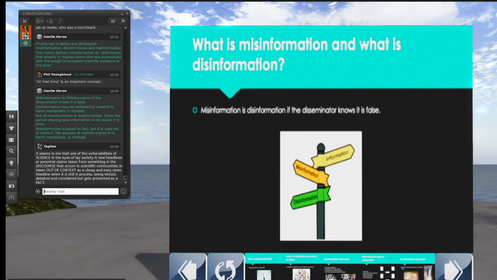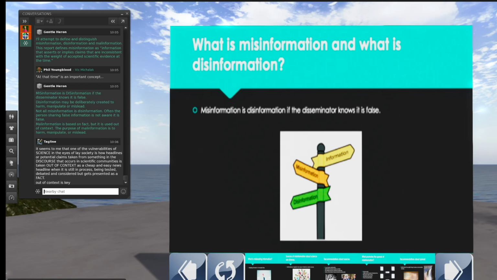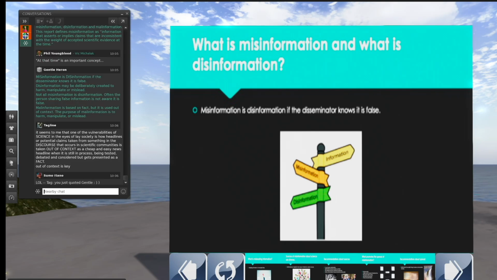And a tagline says, it seems that one of the vulnerabilities of science in the eyes of lay society is how headlines or potential claims are taken from something in the discourse that occurs in scientific communities. Discourse is an important word. It's taken out of context as a cheap and easy news headline, when it is still in process, being tested, debated, and considered, but gets presented as a fact. Really important.